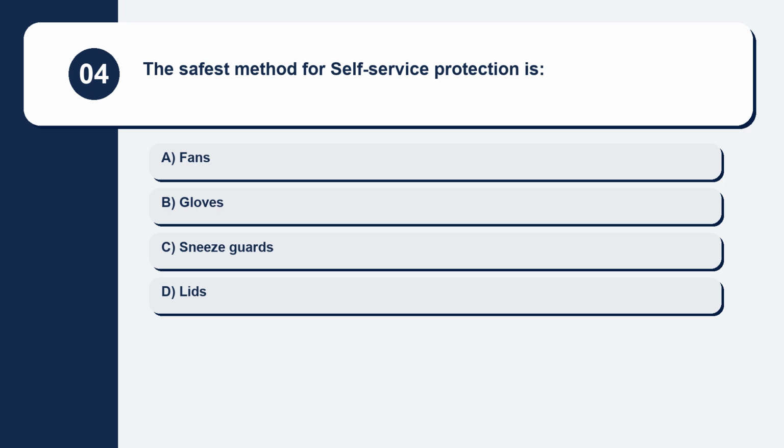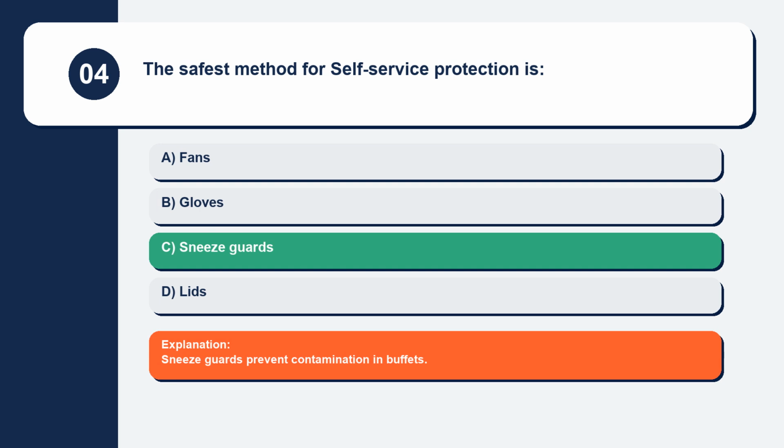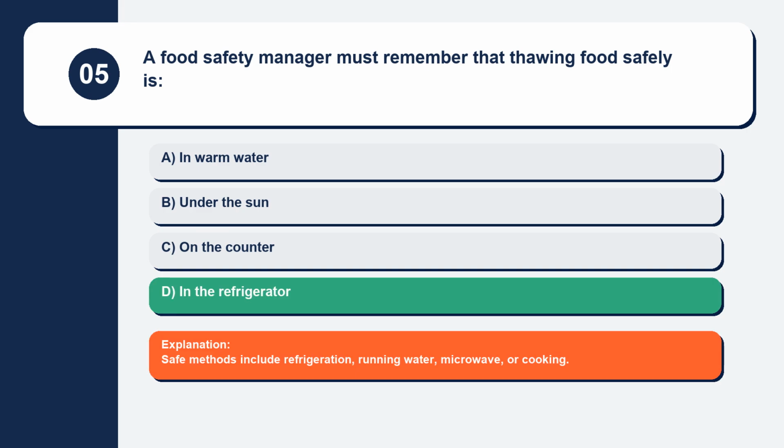Question 4. The safest method for self-service protection is fans, gloves, sneeze guards, lids. Sneeze guards prevent contamination in buffets. Question 5. A food safety manager must remember that thawing food safely is in warm water, under the sun, on the counter, in the refrigerator. Safe methods include refrigeration, running water, microwave, or cooking.